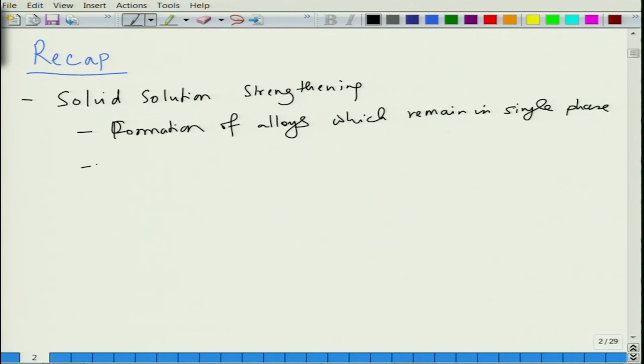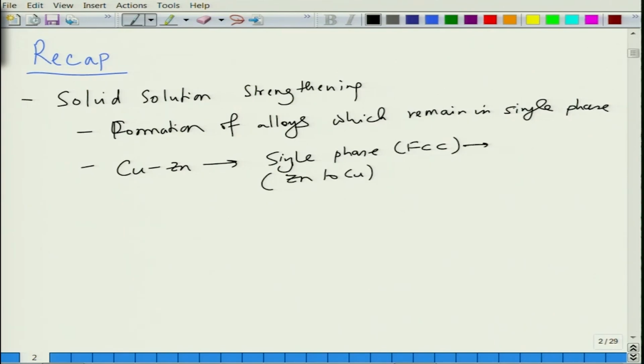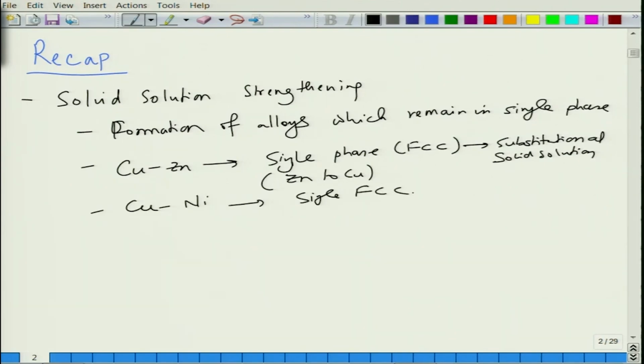Basically, let us say you have copper zinc, so it remains single phase FCC when you add zinc to copper. You do not add too much zinc, just a little bit, and this makes a substitutional solid solution because zinc and copper are similar in size. Similarly, you can have copper nickel. When you add nickel to copper, it also makes a single phase FCC structure.